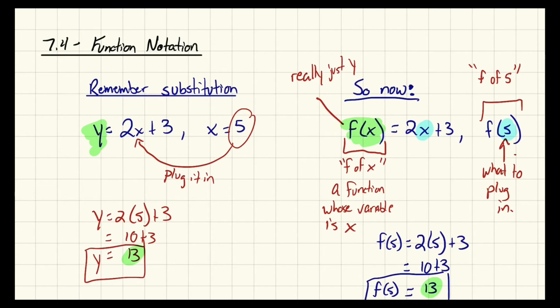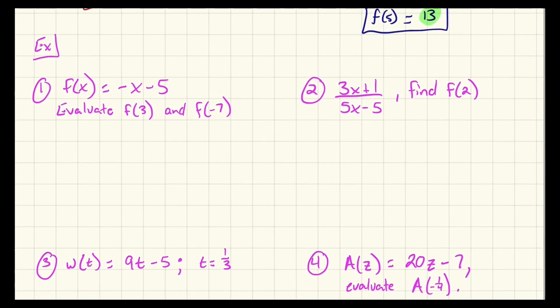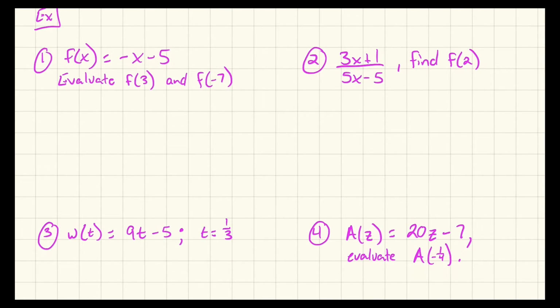So let's look at some examples here. We got 4 of them in this section. So our first one says f of x is equal to negative x minus 5.